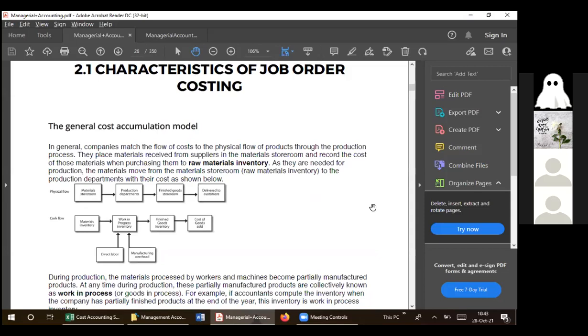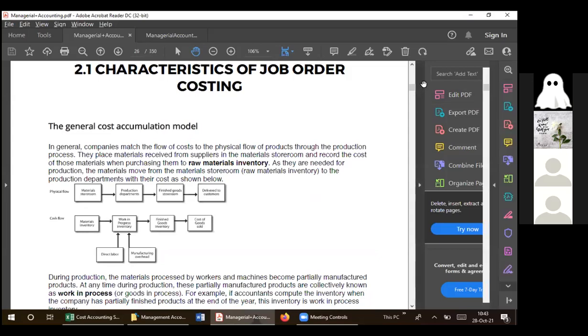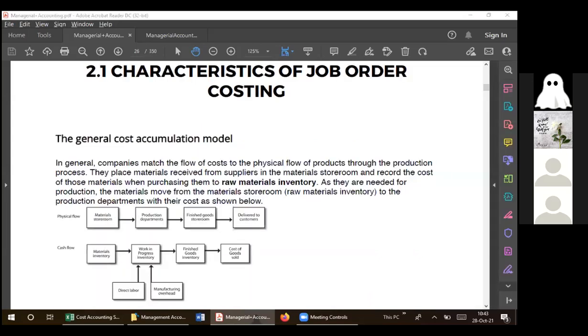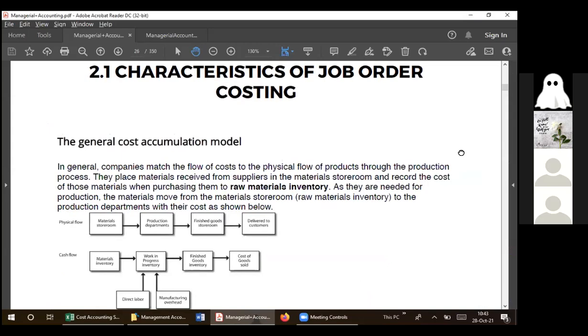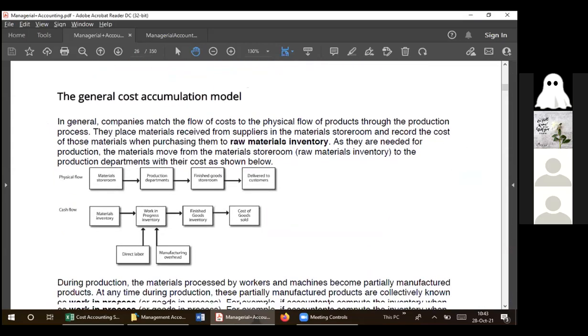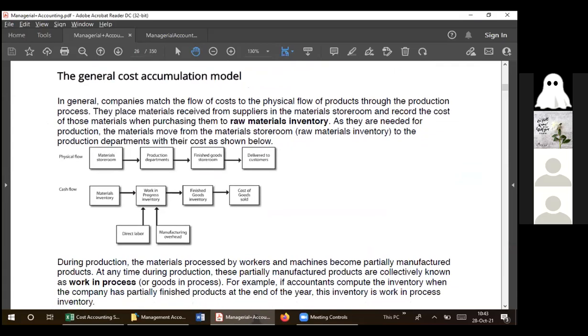The characteristics of the job order costing system are that there is a physical flow of goods, that is, material in the storeroom moves to the production departments, then moves to the finished goods storeroom where your finished goods are, and after that it's delivered to customers. I think it should be more clearly visible now. So these are the characteristics.